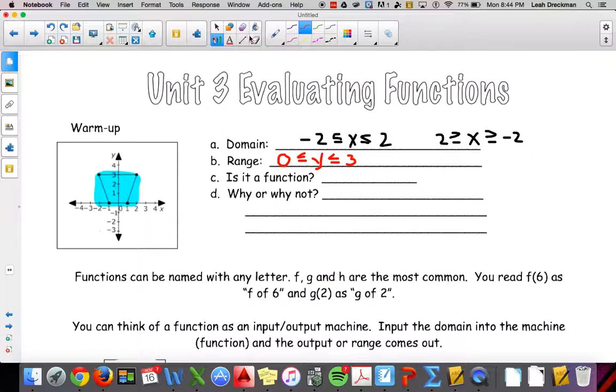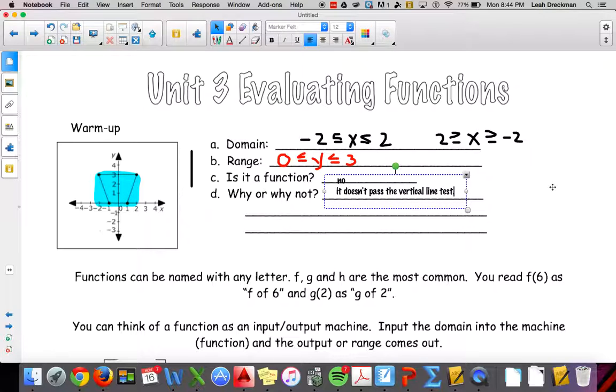All right. Is it a function? Well, if you draw a vertical line through the graph, you can see that as I slide this through the image, like right here, it crosses the graph twice. And so, no, this is not a function. And the reason being it doesn't pass the vertical line test.